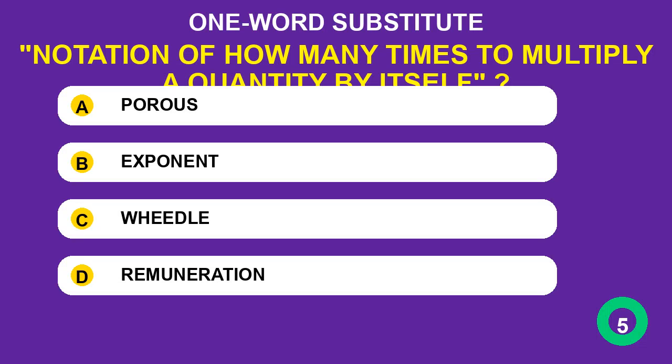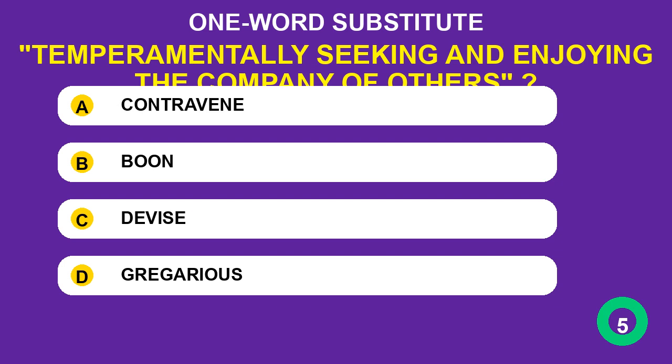What is the one word for notation of how many times to multiply a quantity by itself? The correct answer is exponent. What is the one word for temperamentally seeking and enjoying the company of others? The correct answer is gregarious.